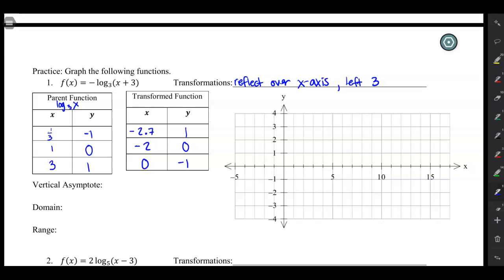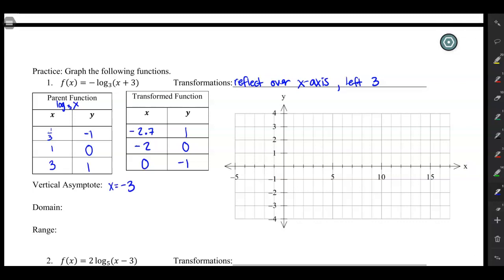So let's go ahead and fill in my vertical asymptote and my domain and my range. So my vertical asymptote is going to be based on my horizontal shift. Since I shifted to the left 3, that vertical asymptote is also going to shift to the left 3. Originally, my vertical asymptote would be at x equals 0. If I move it left 3, it's going to be at x equals negative 3.